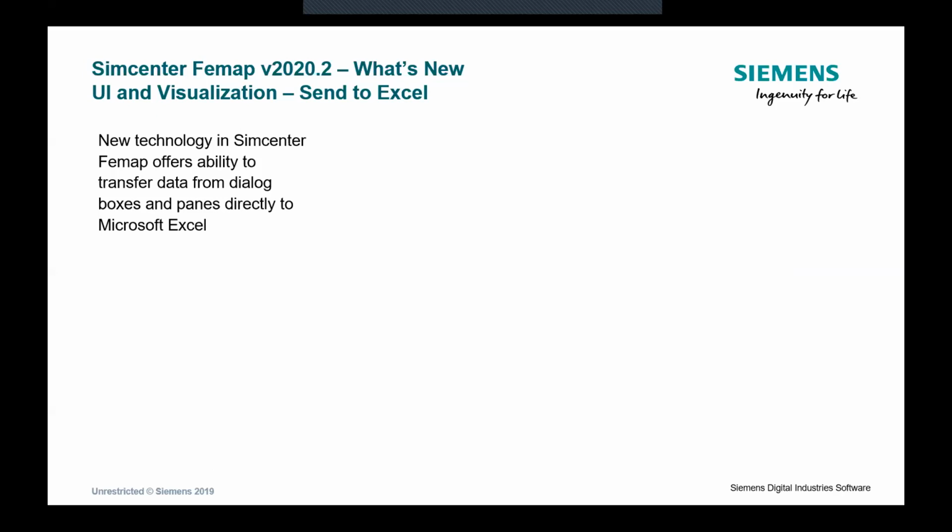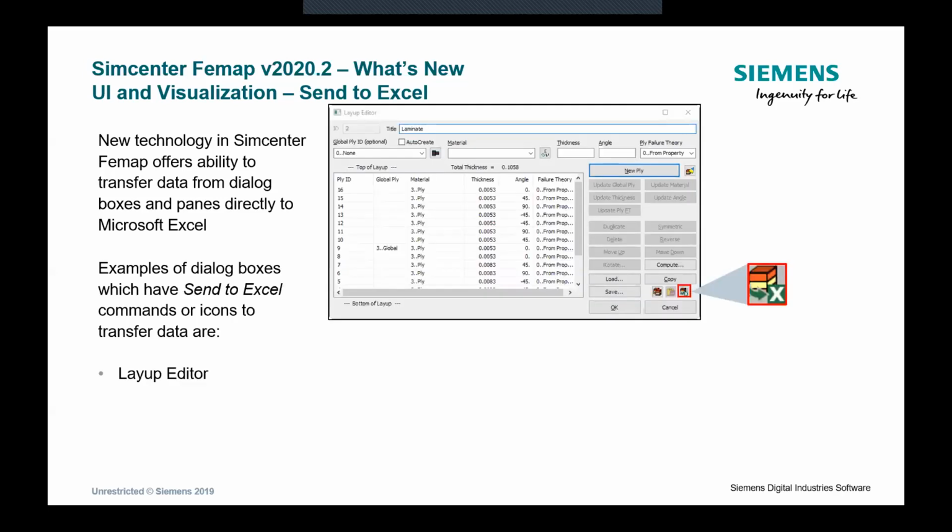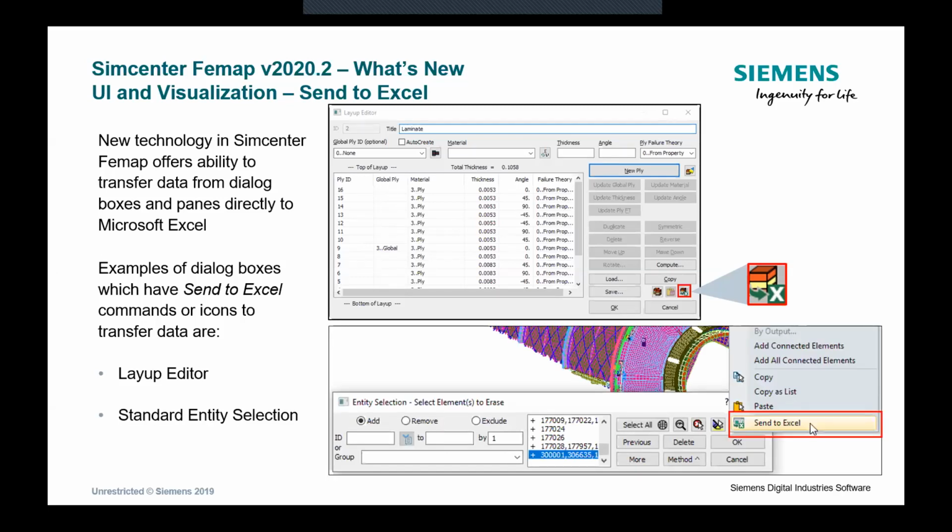The next thing that we did, and this is pretty interesting, is we actually have new technology that allows Femap to talk directly to Excel. So basically what you're going to see is a lot of these send to Excel buttons, commands or icons, either in dialog boxes or in panes. Here you can see there's one in the layup editor. There's one in the standard entity selection dialog box.